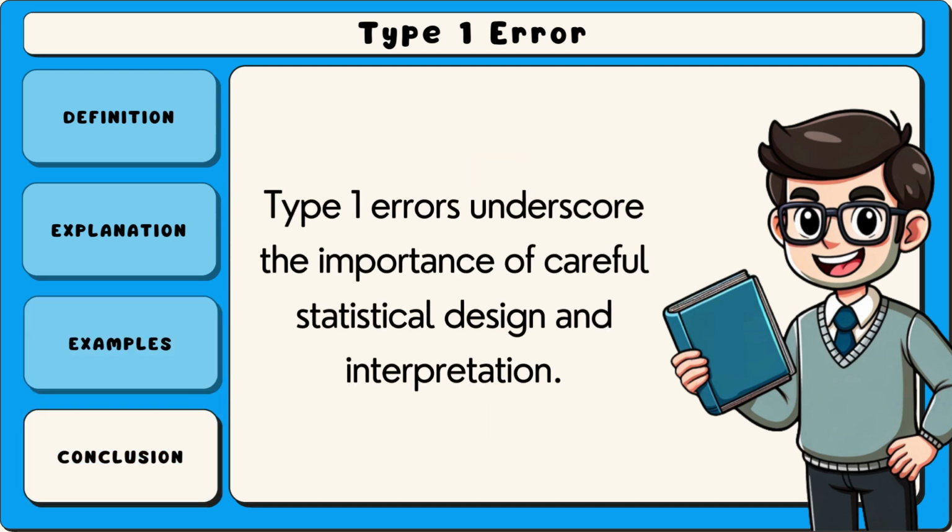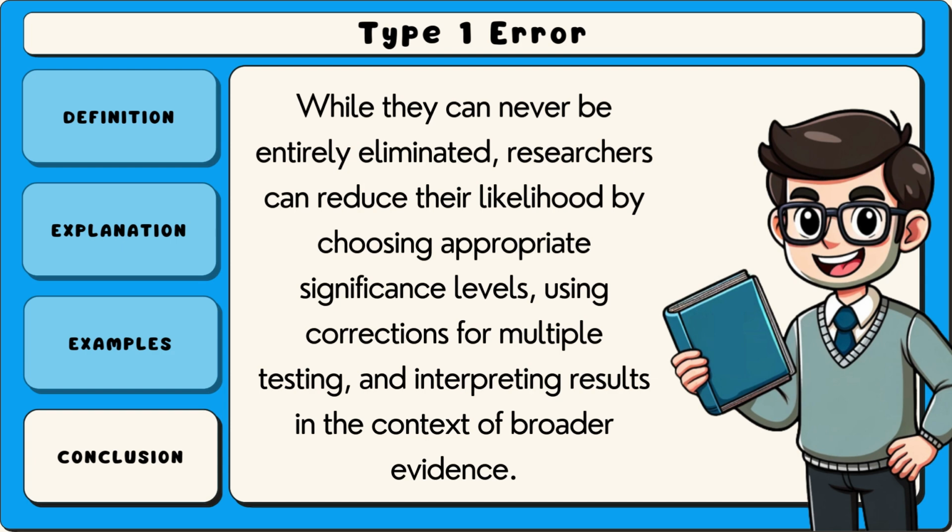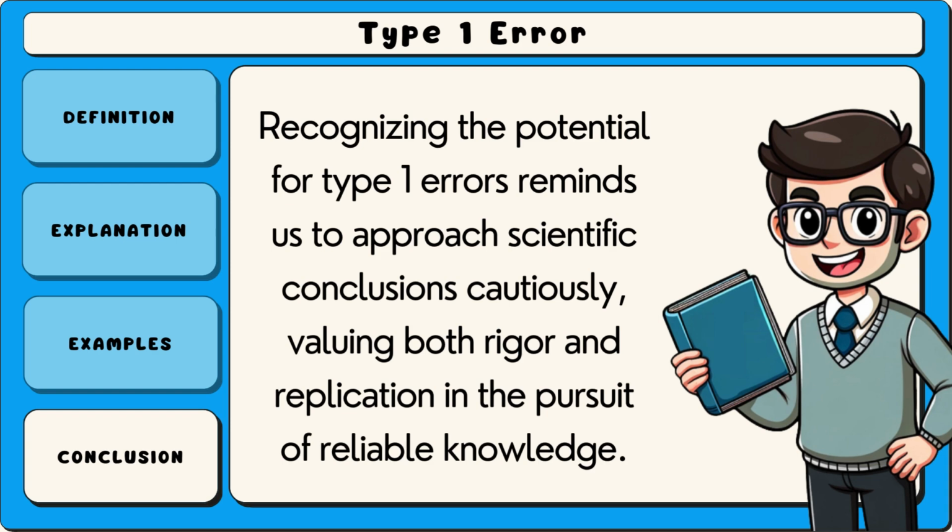Type 1 errors underscore the importance of careful statistical design and interpretation. While they can never be entirely eliminated, researchers can reduce their likelihood by choosing appropriate significance levels, using corrections for multiple testing, and interpreting results in the context of broader evidence. Recognizing the potential for type 1 errors reminds us to approach scientific conclusions cautiously, valuing both rigor and replication in the pursuit of reliable knowledge.